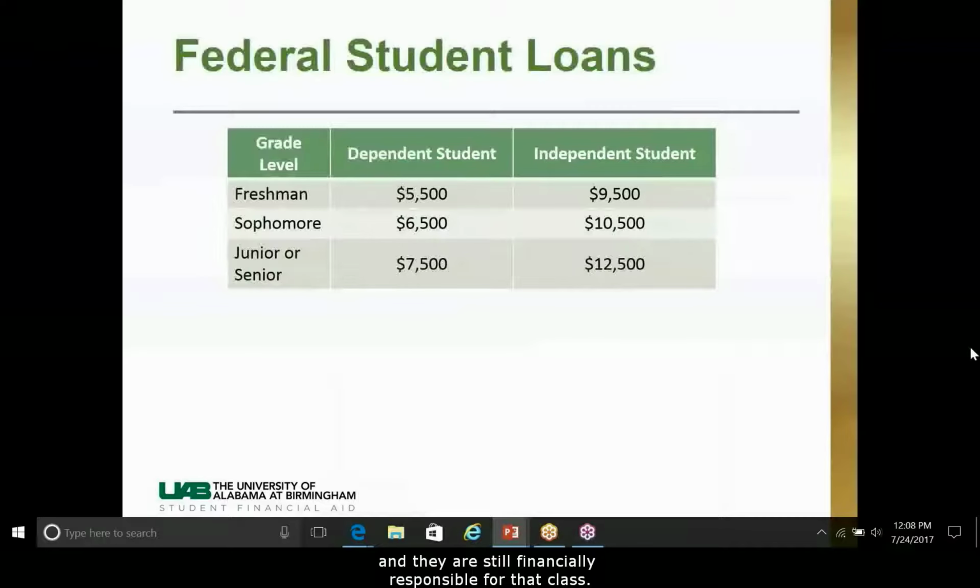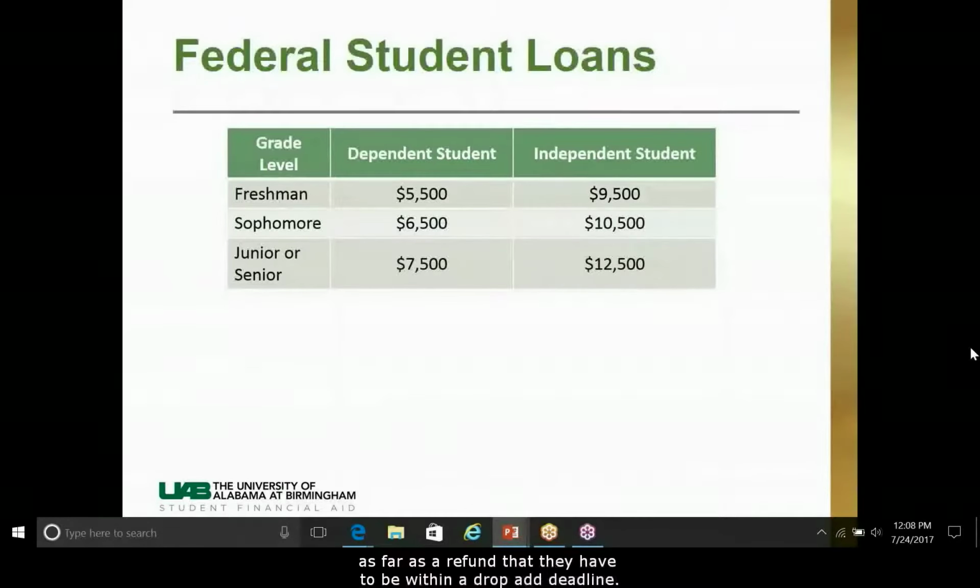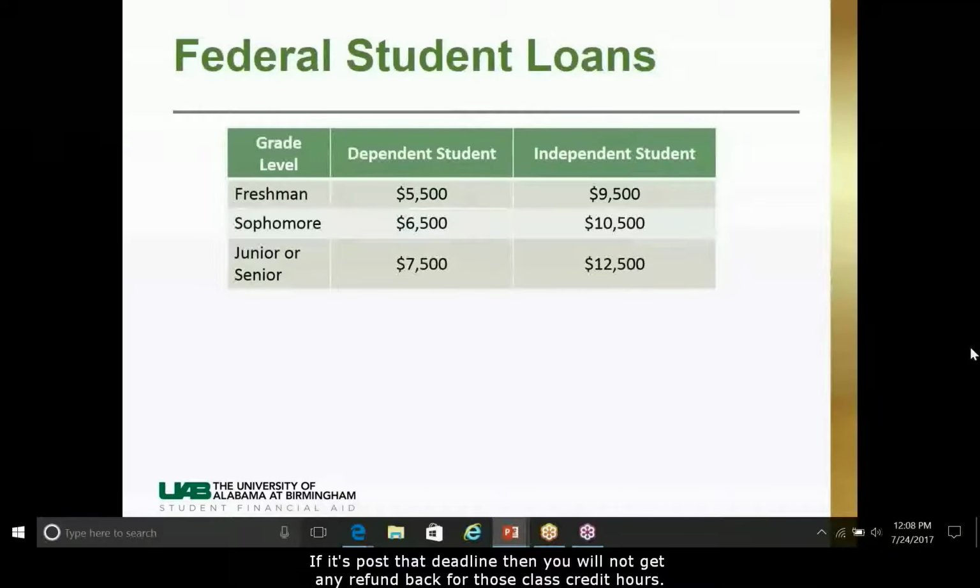that class. The thing to note is to make sure that your student stays within that drop add, as far as a refund, that they have to be within the drop add deadline. If it's post that deadline, then you will not get any type of refund back for those class credit hours. So that is a thing to note.